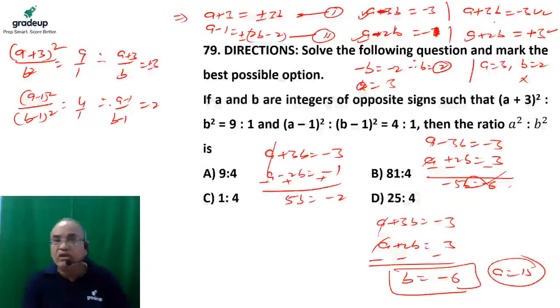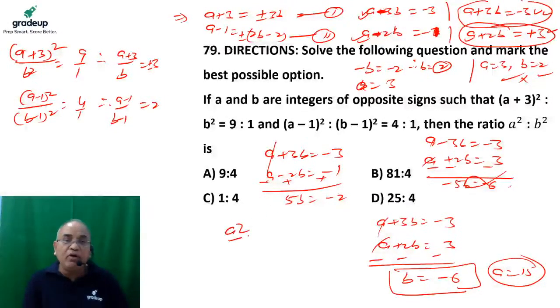Okay, I am taking this one and this one. So these two equations have given me the result. The rest of the equations either gave a fractional value or gave integers having the same sign. And in the question it is given they have different signs. So the value of A must be 15 and B must be minus 6. And we have to find out the value of A square upon B square.